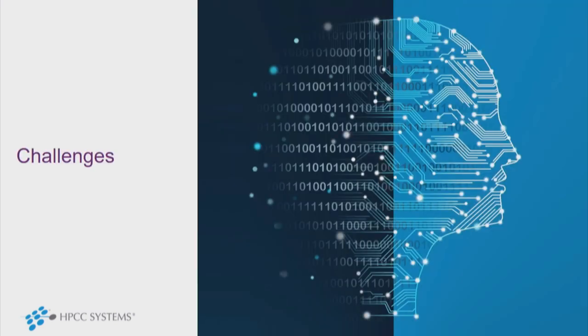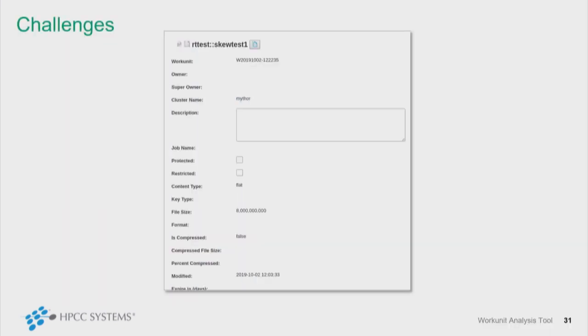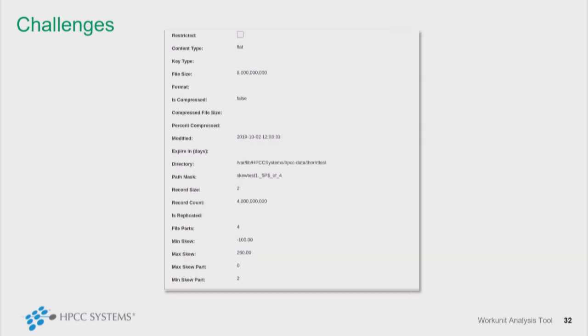Okay, I mentioned I was going to talk about some of the challenges. It's not 100% there yet because we have some issues. This is a data set which is an 8 gig file. It's actually sent by Richard Taylor. And in that file, we have a skew of 260%. So we should see some issues thrown up by the analyzer when we execute some queries against this data set.